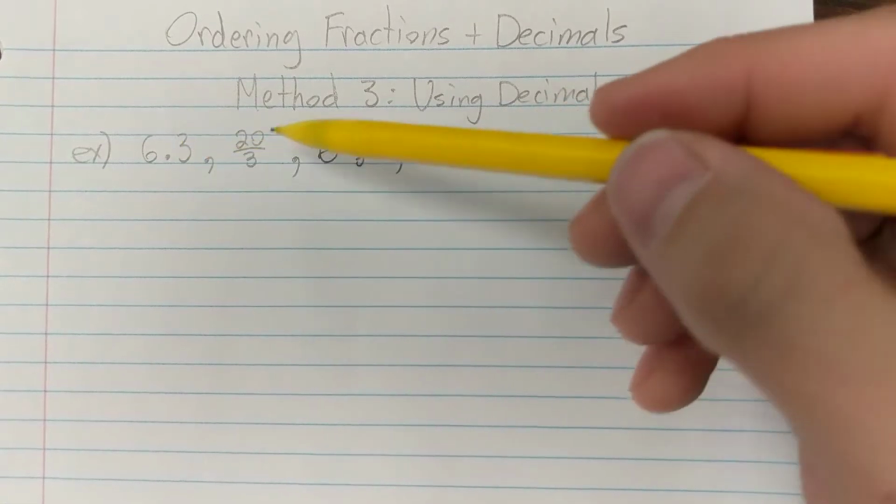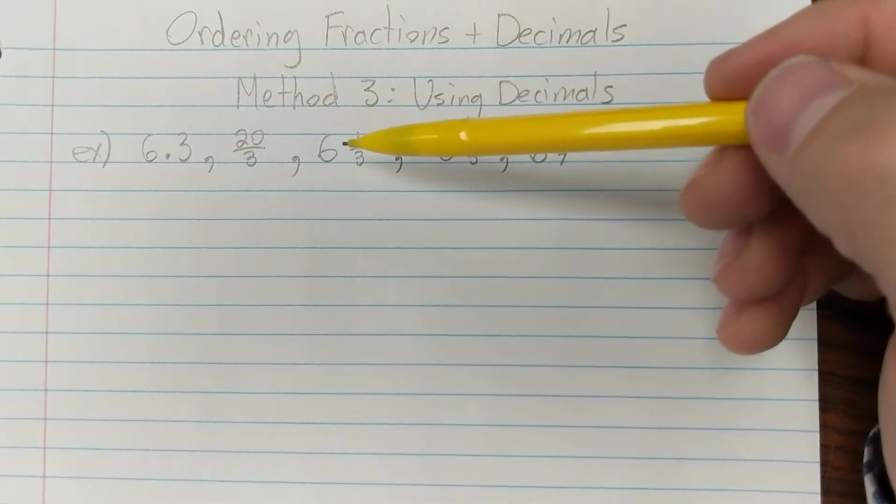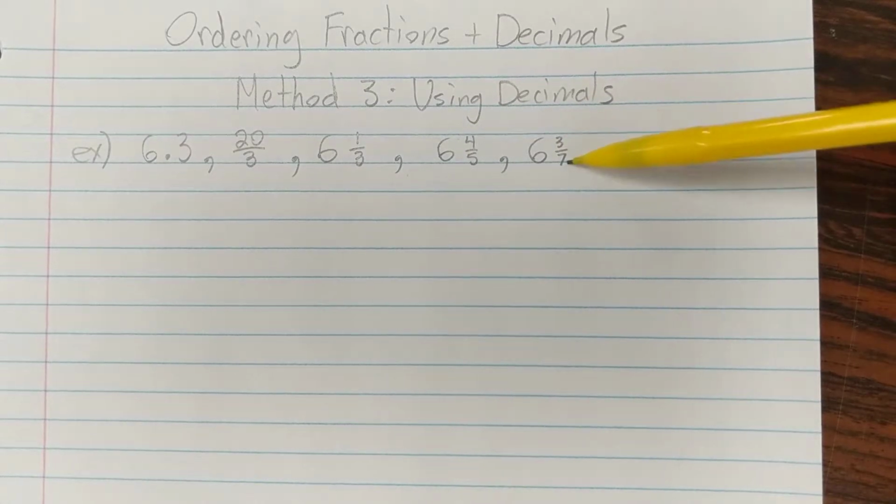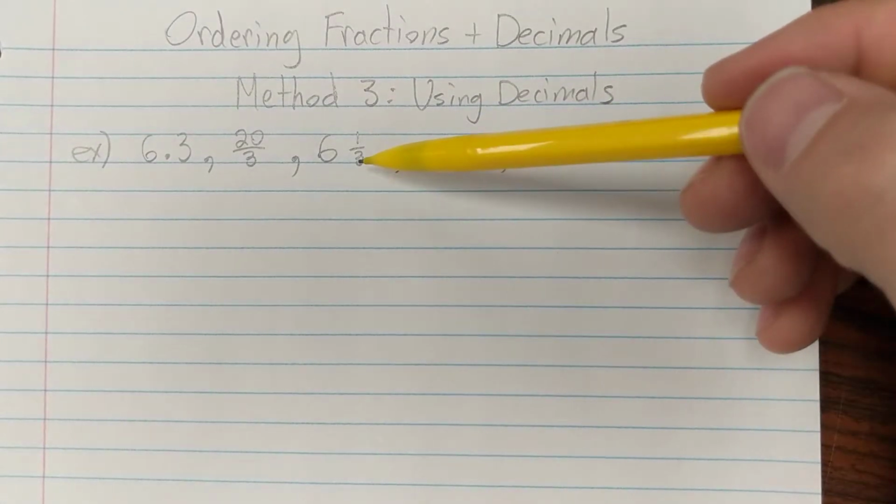Here's that list: 6.3, and then you've got 20 over 3, you've got 6 and a third, you've got 6 and 4/5, and 6 and 3/7. Notice these are different denominators.